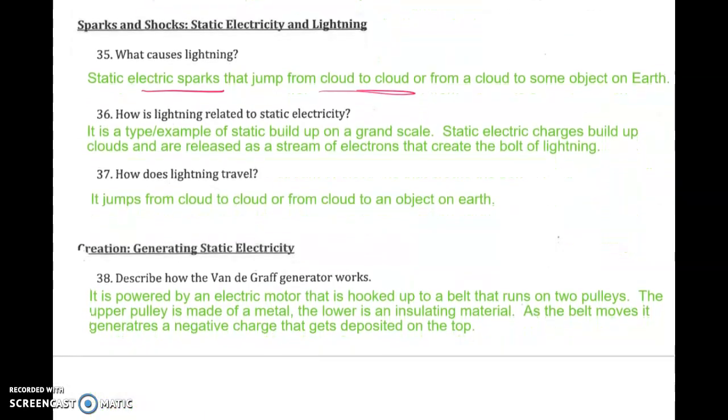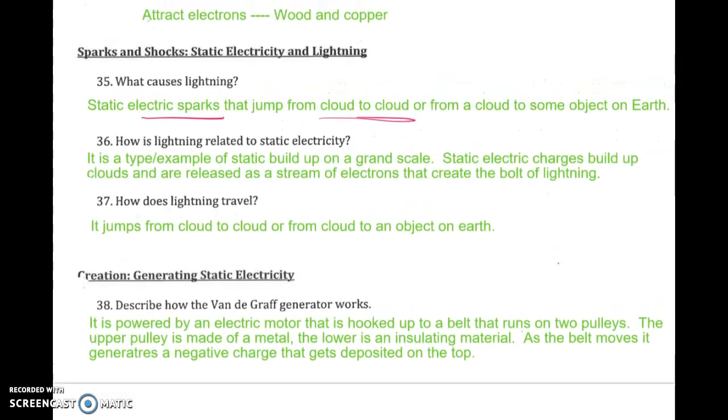You'll also watch another video about lightning, and you'll watch another video about Van de Graaffs as well. So I'm not as worried about those, but I will show it so that you can check over the answers that you have for this.